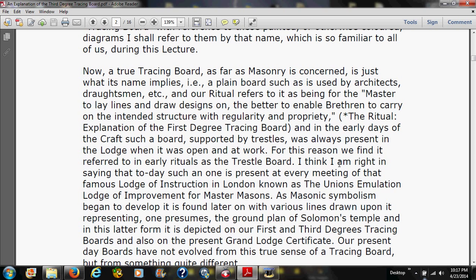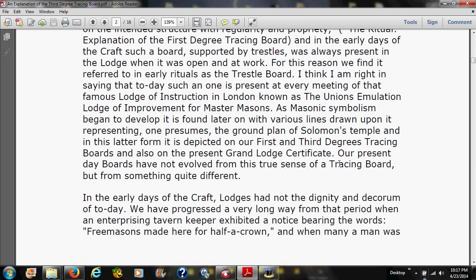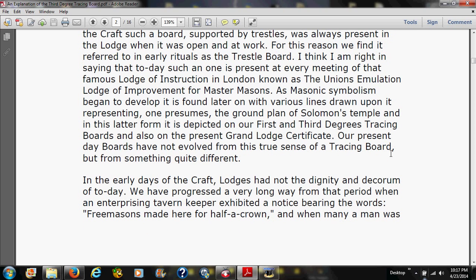As Masonic symbolism began to develop, it is found later on with various lines drawn upon it representing, one presumes, the ground plan of Solomon's Temple, and in this latter form it is depicted on our first and third degrees tracing boards and also on the present Grand Lodge certificate. Our present day boards have not evolved from this true sense of a tracing board, but from something quite different.